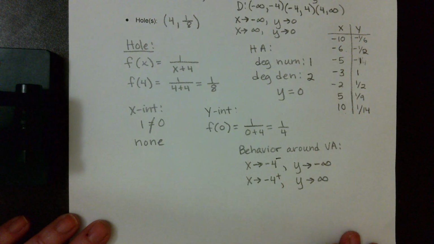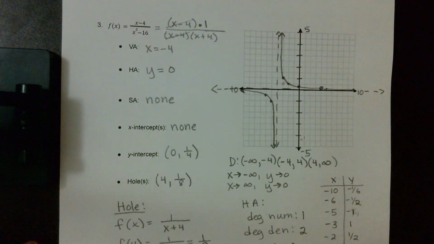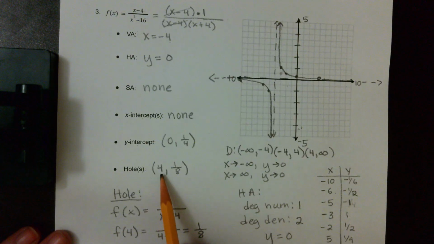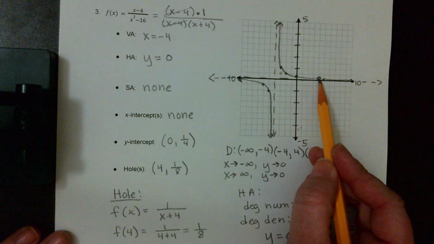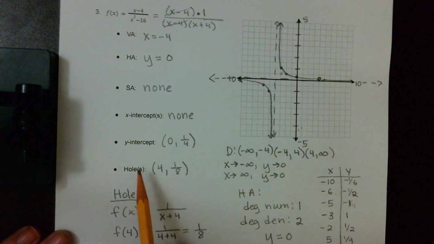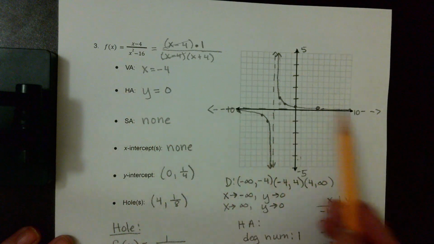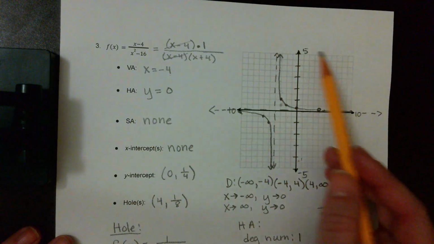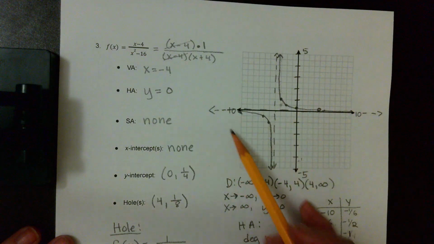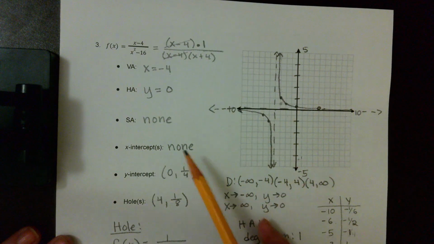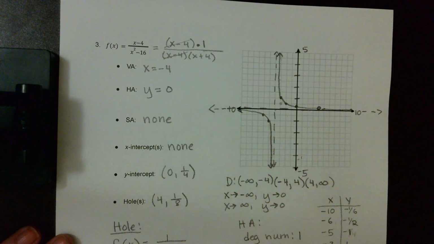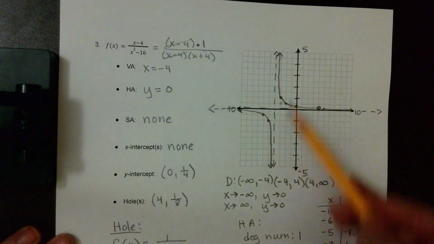Okay, so when I finish, I always look through and make sure: did I mark my hole with an open circle? Yes. Did I mark my asymptotes with dotted lines? Yes. Was I consistent with my scales? Yes. Did I plot my points correctly? Is my graph as clean as I can make it?